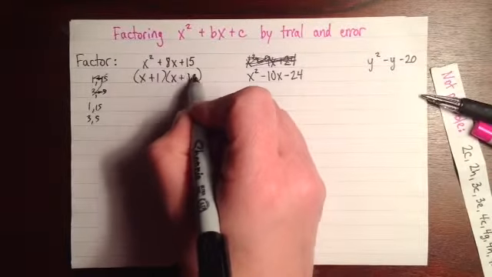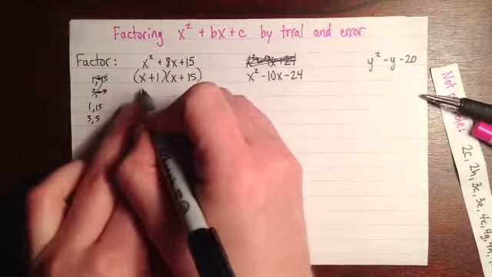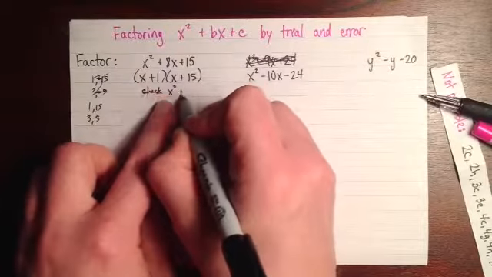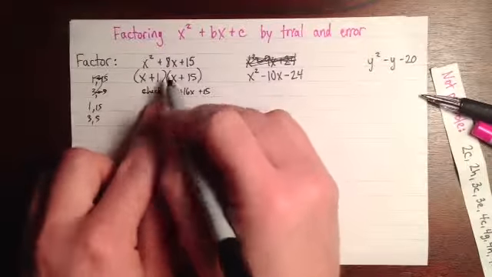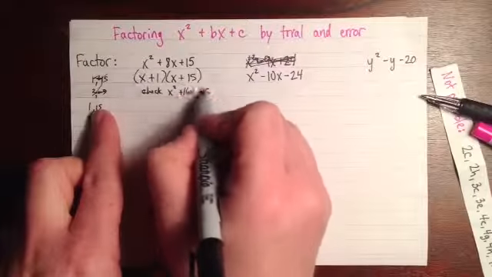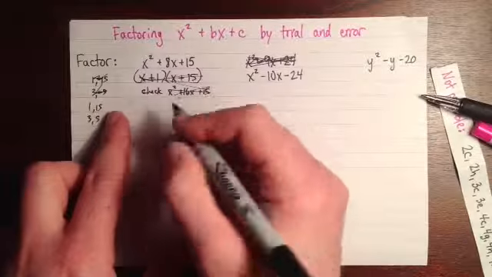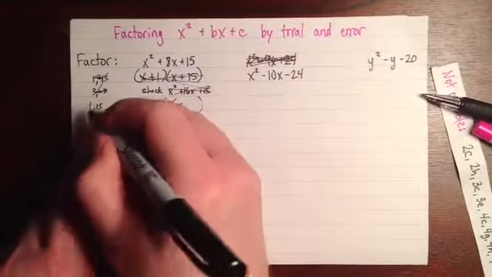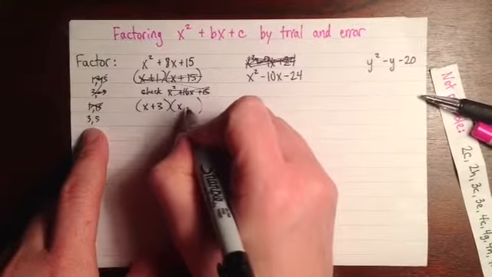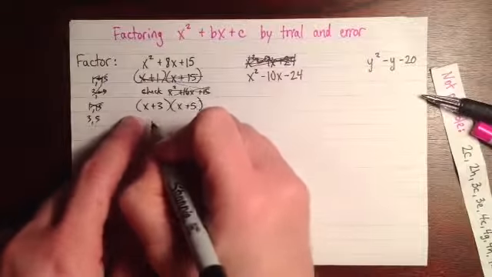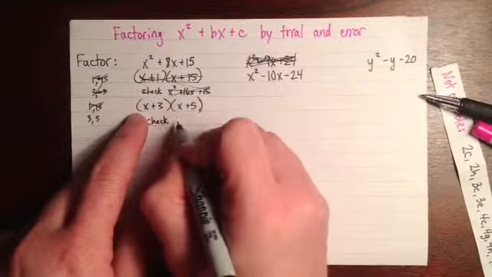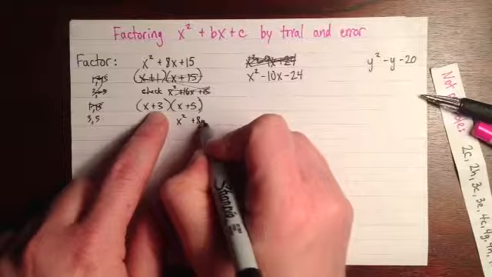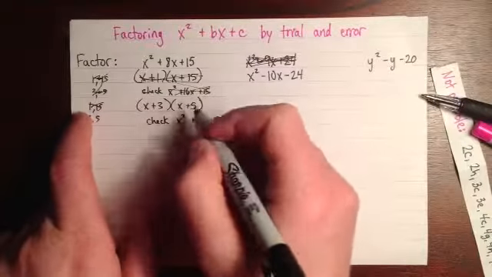If I try 1 and 15, and then I check, I have x squared plus 15x plus 1x plus 16x plus 15. And that's not what I want, because I wanted 8x, so it's not that. You can just erase your 1 and 15, but I'll cross everything out. And then I'll try my next choice. It's 3 and 5. So I'll check this. I have x squared plus 5x plus 3x. Yeah, that's right, that's 8x plus 15. So this is right.